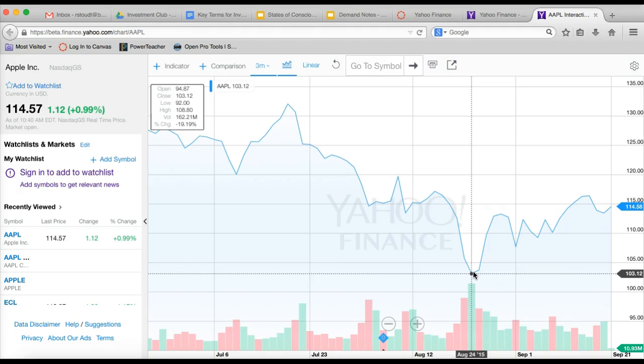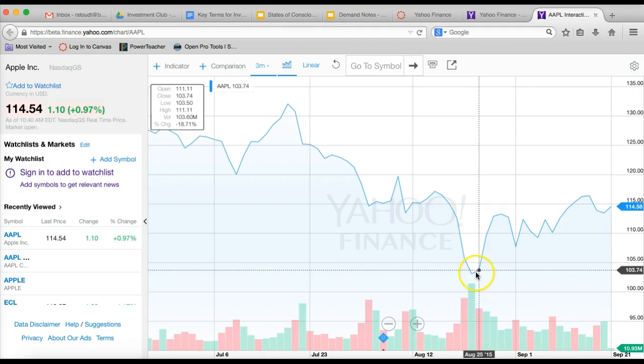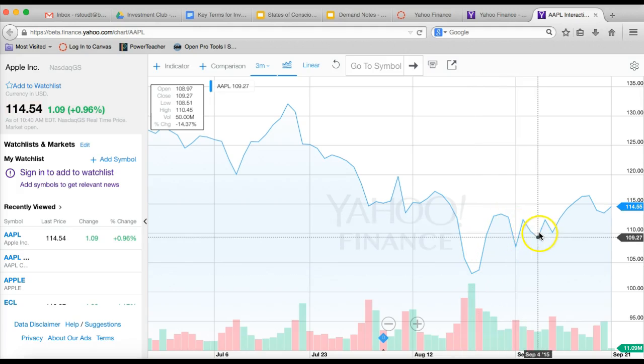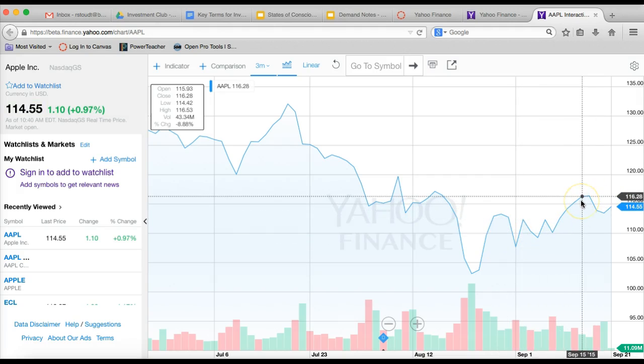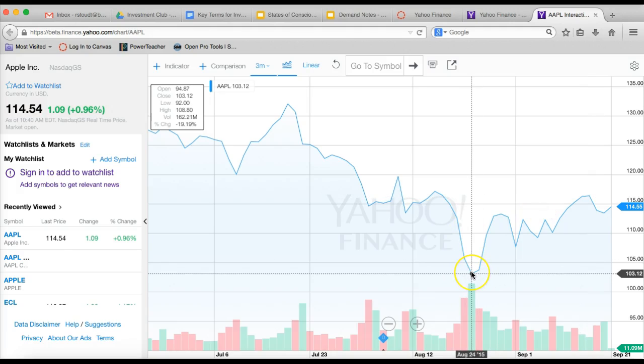Now, the other thing I want you to pay attention to is the general trend of Apple. You can see there's some movement and everything. But here's what I can tell you: this August 24th date right there, that was a bad day for almost every stock. That was when the market was down by a lot. I know that because I listen to the news and I pay attention to what's going on in the market.